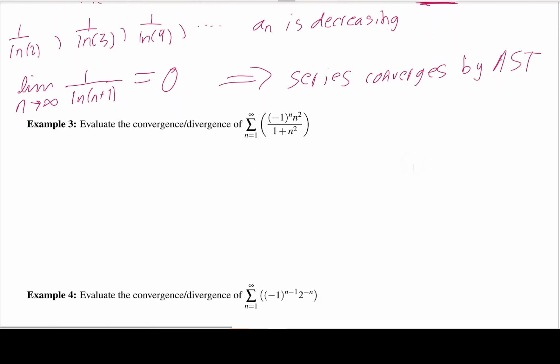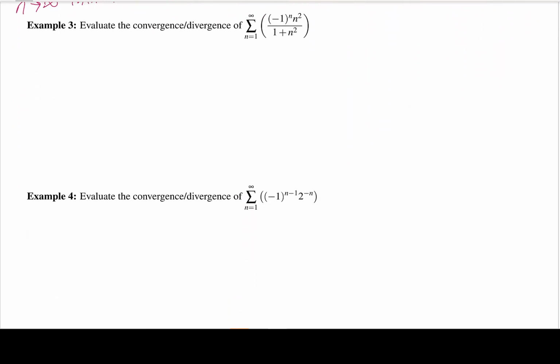Alright, now let's look at example 3. Again, our first step is to identify our a sub n. It's just going to be everything except for the negative 1 to the n. So we have that a sub n is equal to n squared over 1 plus n squared. We're going to have positive numbers on top and bottom, so we know that a sub n is greater than 0.